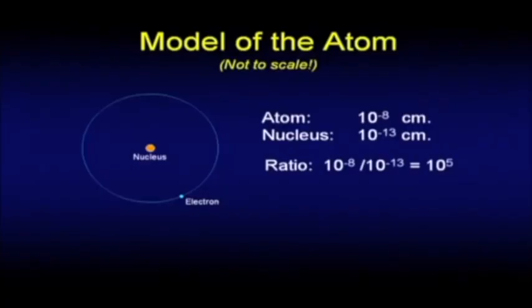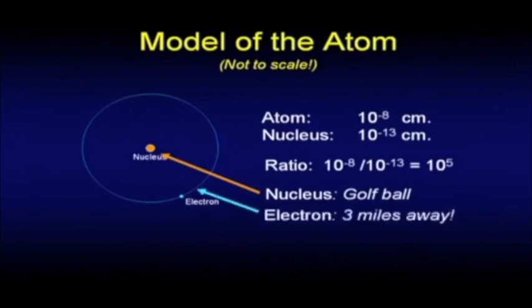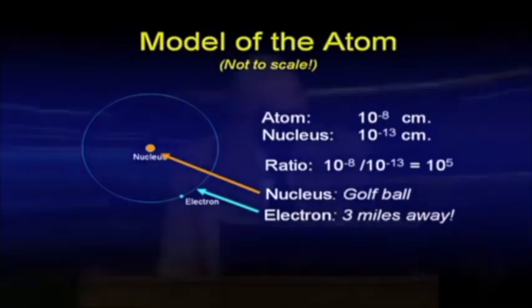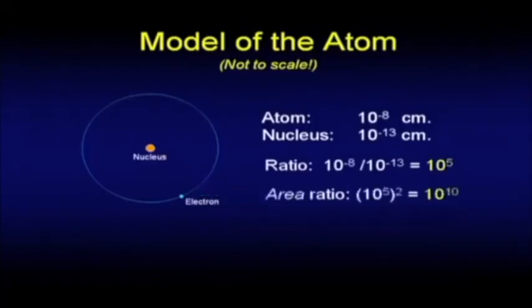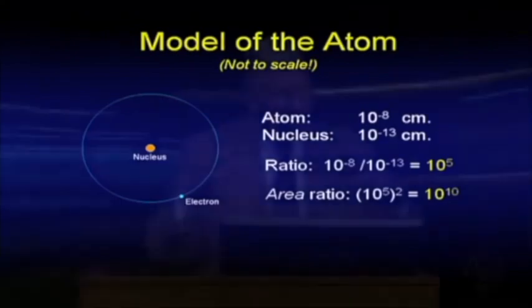Bear with me here. If I make the nucleus a golf ball, the electron is, actually, I said football fields, 3 miles away, right? So if we were going to build a model, we have an ambitious project. If we make the nucleus as big as a golf ball, our electron has to be 3 miles away. That's just the linear distance. That doesn't talk about the area. What do I do to get the area? I square it, don't I? So the area ratio would be 10 to the 5th times 10 to the 5th, or 10 to the 5th squared, or 10 to the 10th.